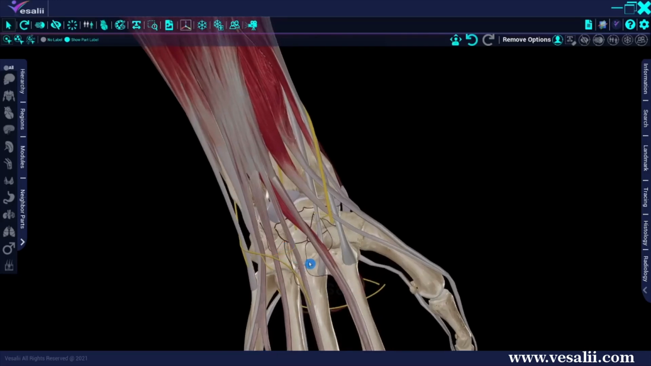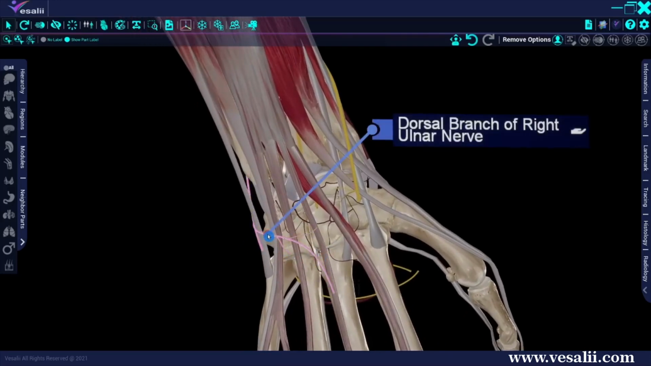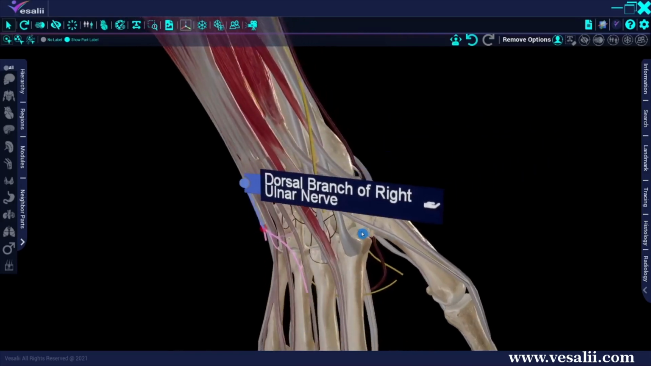The wrist is related medially to the dorsal branch of the ulnar nerve and laterally to the radial artery.